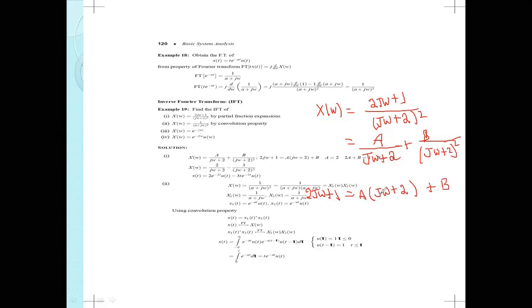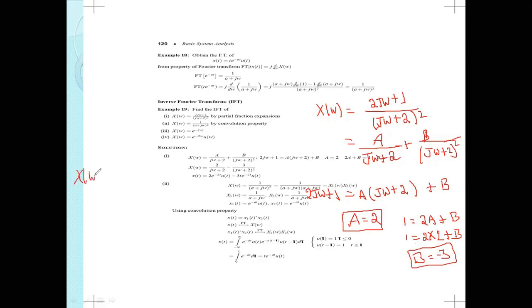Now compare the j omega coefficient here and the left hand side j omega coefficient. A is equal to 2. And compare the constants. The left hand side value is 1. Here the constant is 2 into A plus B. We got A as 2, so 1 is equal to 2 into 2 plus B. So B is equal to 1 minus 4, that is minus 3. So A is equal to 2 and B is equal to minus 3.